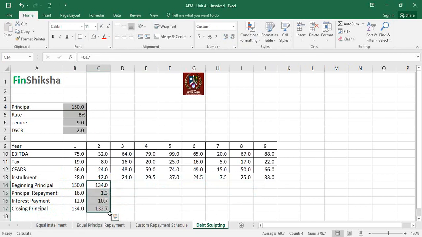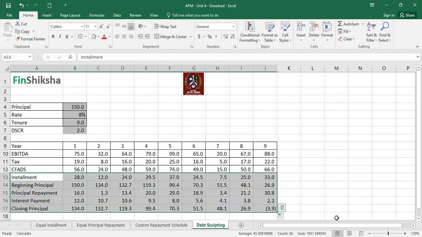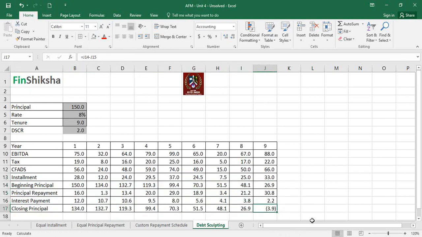All I need to do is just drag it for the next few years now, right? And what we realize is that the entire loan gets repaid by the final year based on these numbers. We get to a negative number. So we don't need to have a negative number, because once the loan gets repaid, we don't necessarily need to have it. Look at the third year, for example.